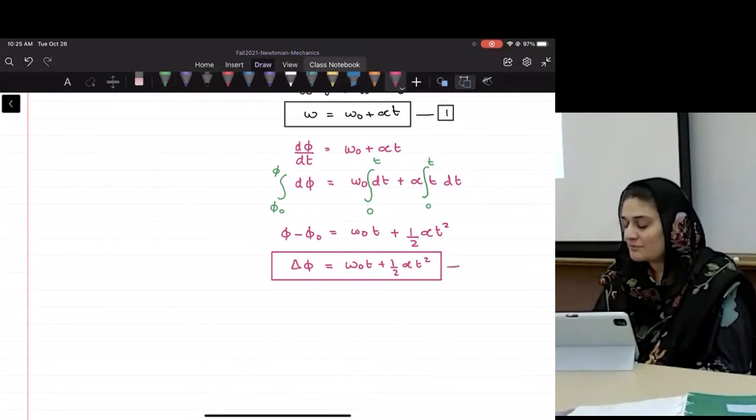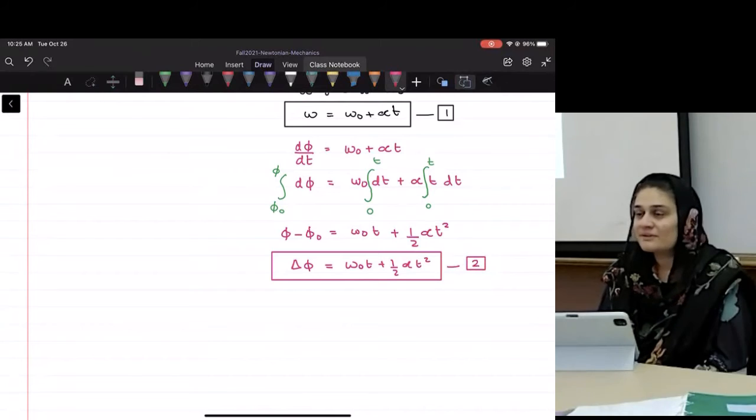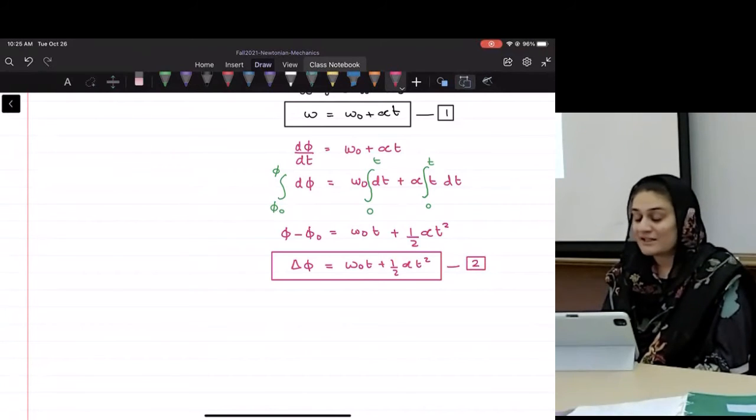Does that not remarkably remind you of something? Yeah, okay. We've seen this before, right? Yeah, that's the second equation. That's the second equation. Yay!